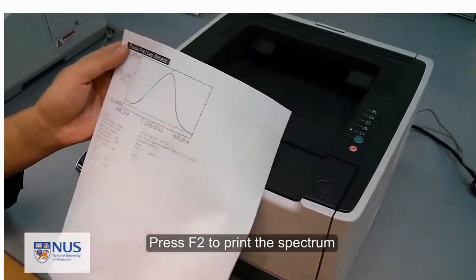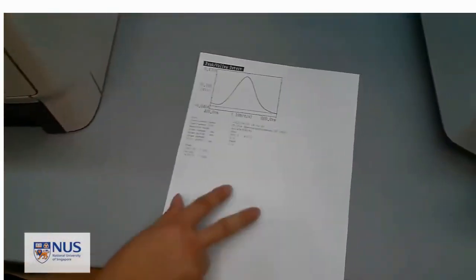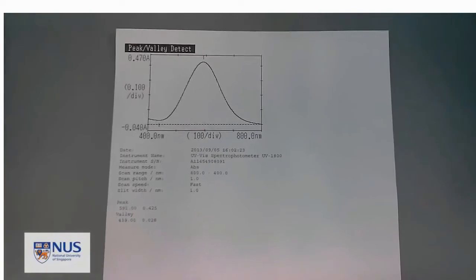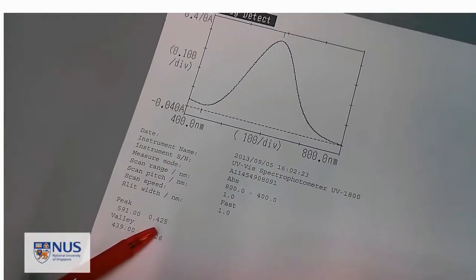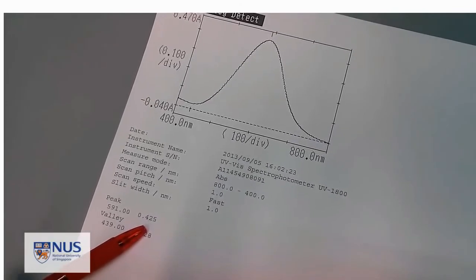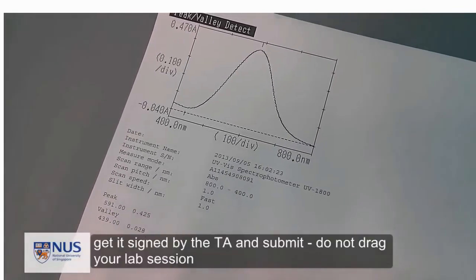Press F2 to print the spectrum. So this is your data sheet nicely printed, and you see the peak, the maximum absorption, and the absorbance value corresponding to it. You're good to go.